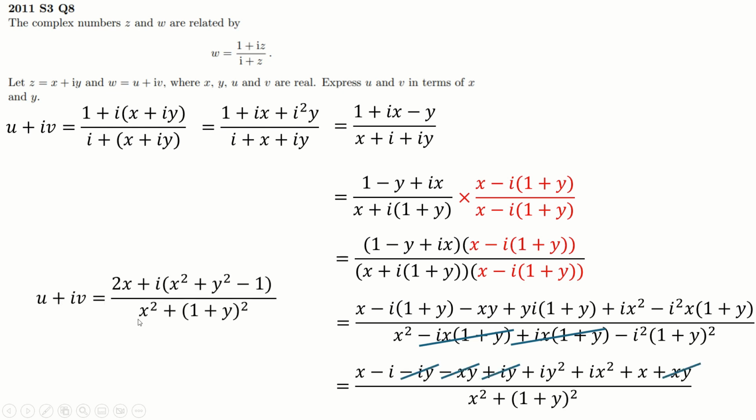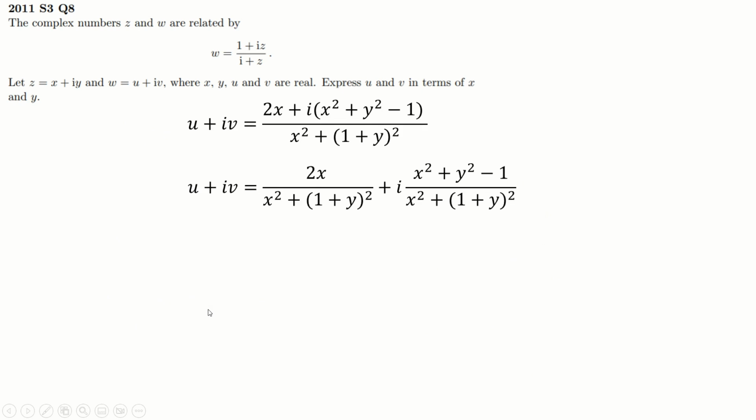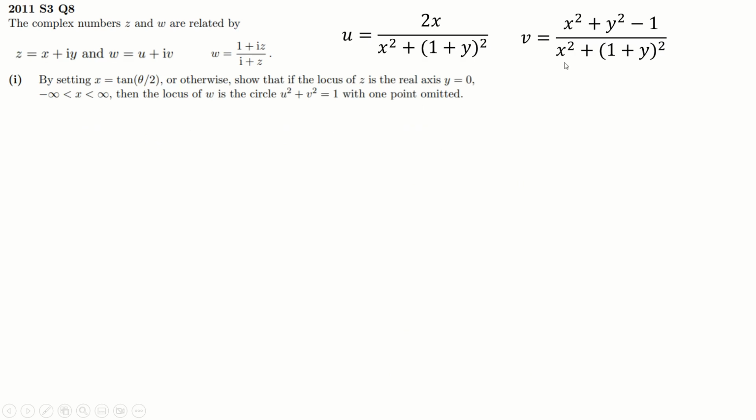And of course, this is fantastic because I can split this in half here to leave me with this thing over the denominator plus i lots of this thing over the denominator. And then I'll just compare U's and V's, and I'll get U is equal to this business, and V is equal to this bad boy right there. And we'll be done with the first part of the question. We'll leave those there because they'll be very helpful.